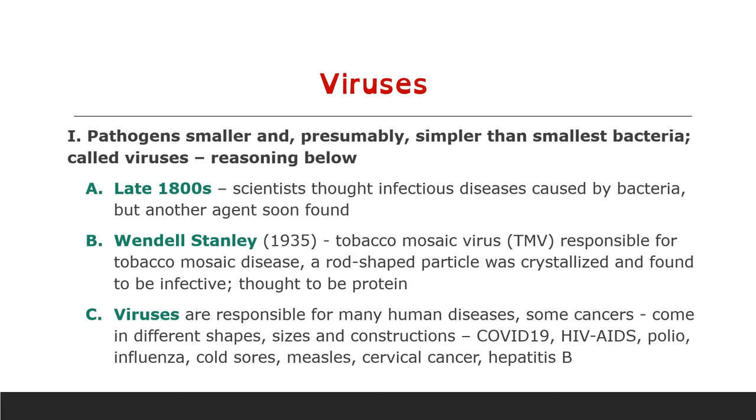Next would be about viruses. Viruses are pathogens that are smaller and presumably simpler than the smallest bacteria. In the late 1800s, specifically in 1892, Dmitri Ivanovsky, a Russian biologist, forced the sap from a diseased plant through filters whose pores were so small that they retarded the passage of the smallest known bacterium. The filtrate was still infectious, and he concluded that certain diseases were caused by pathogens that were even smaller and presumably simpler than the smallest known bacteria. And these pathogens became known as viruses.